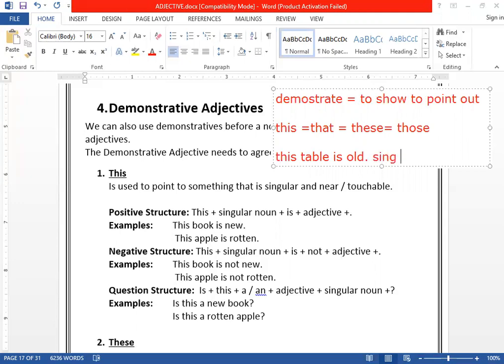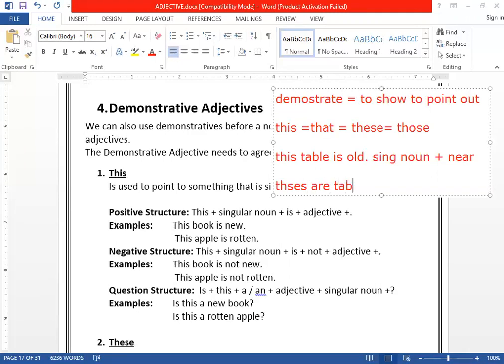When a noun is singular and it's near, then we use what? This. For plural, we use these. These are tables. When a noun is near to you and it's plural, then we use what? These. These are tables. Sorry, over here, these tables. Clear? We will use a noun.